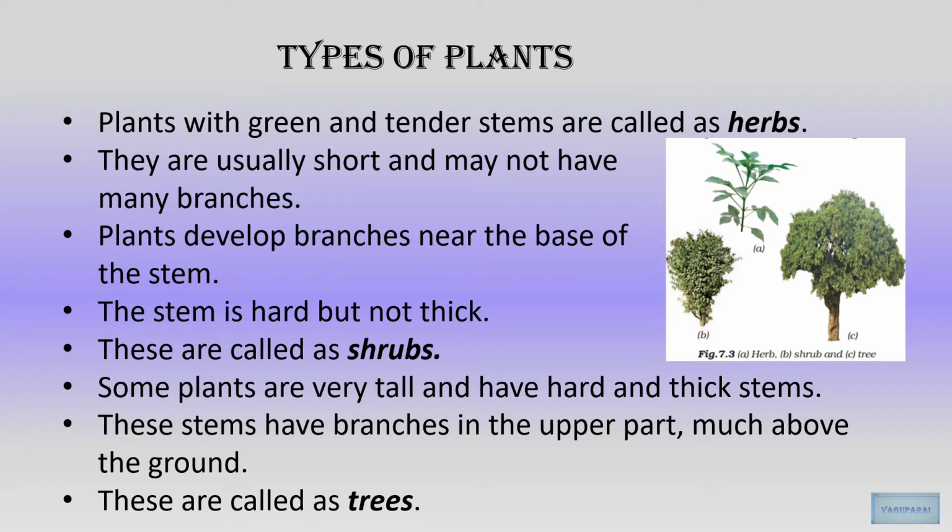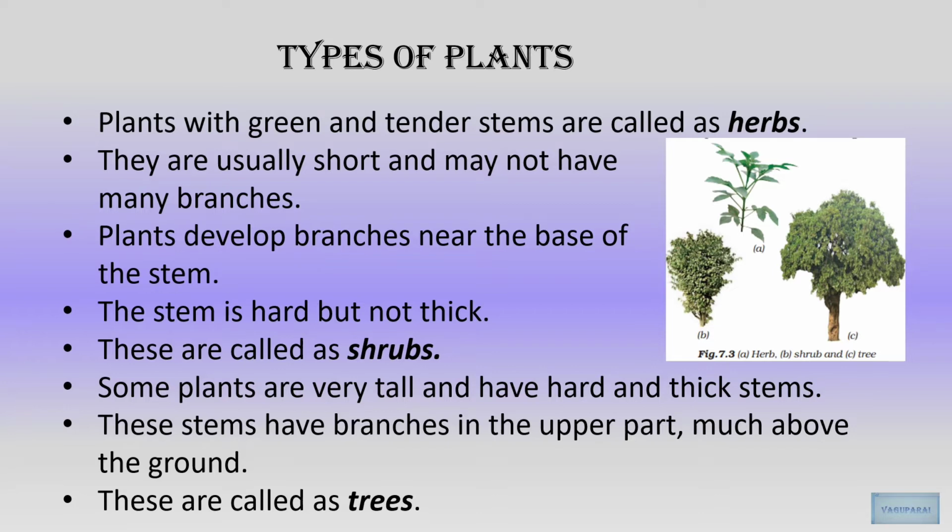Coming to the types of plants, we have to know what is a herb, what is a shrub, and what is a tree. Herbs are nothing but plants which are smaller in size. The stem is very tender. Usually they are very short and they don't have many branches. If at all they have branches, the branches would be near the base of the stem. Examples are the greens that we eat at home. You would have seen smaller plants with a tender stem. These are called herbs.